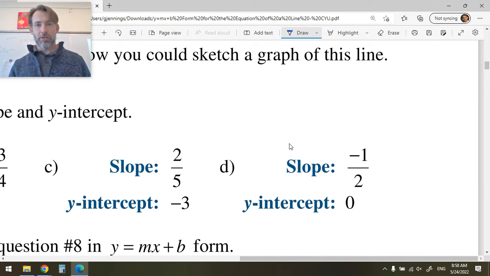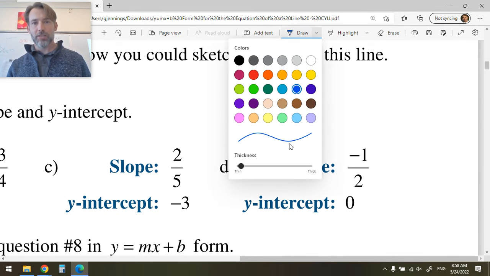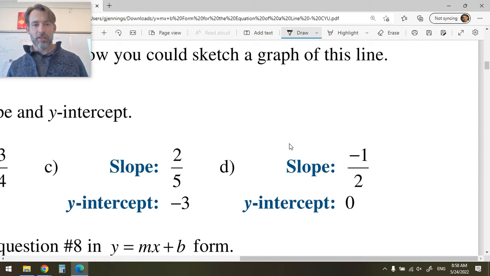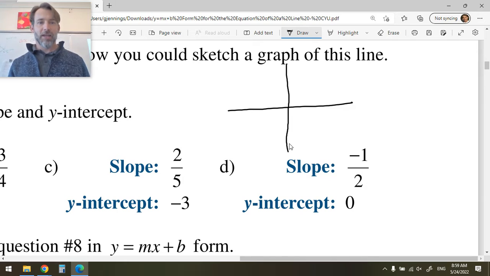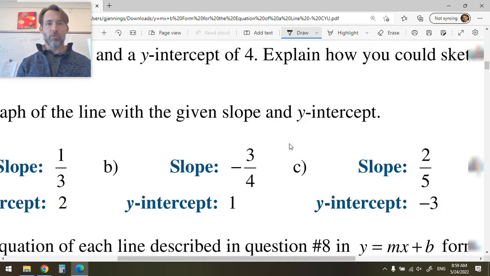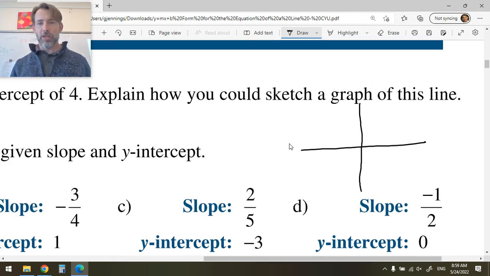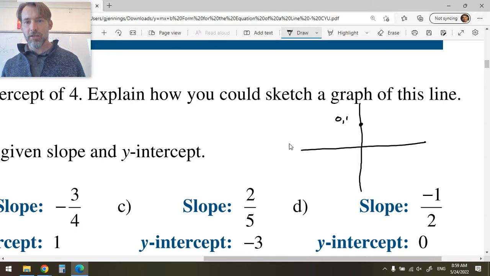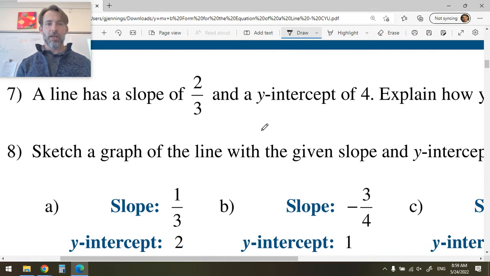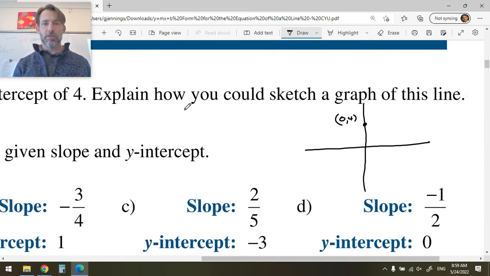I would first have my xy axis, so let's get a black color, go very thin. And so here is the x-axis, here is the y-axis, and I have a y-intercept of 4, so I know that I'm crossing up here at the point (0, 4), so I can label that. That's the point 0 in the x and 4 in the y. And that's where this line crosses. And it has a slope of 2/3.